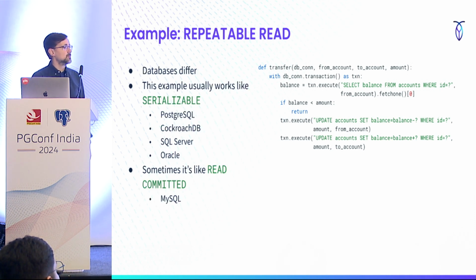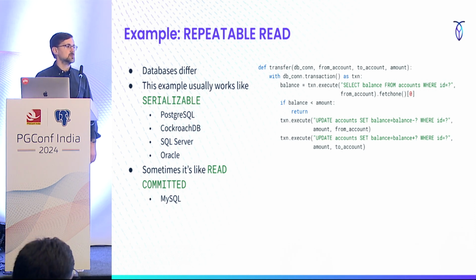So I skipped straight from read committed to serializable here. Let's come back to the middle isolation level of repeatable read. The reason I skipped over it is because databases differ in how they implement repeatable read. It turns out that in most databases, this example works the same in serializable and repeatable read. You'll get an error message that contains the word serializable in it, even though you're not running serializable, you're running repeatable read. And this is true of Postgres, CockroachDB, Microsoft SQL Server, and Oracle.